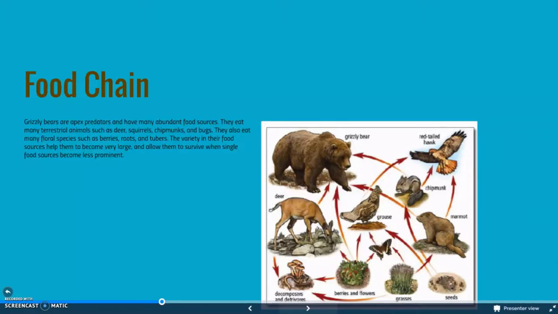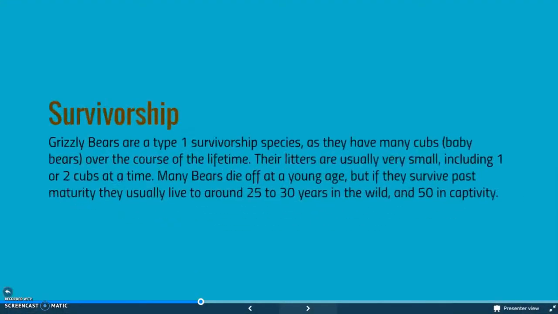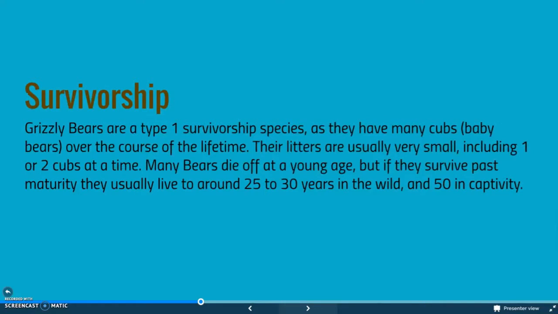Grizzly bears are a type 1 survivorship species. This means that they have many cubs over the course of their lifetime. Their litters are usually very small and include 1 or 2 cubs at a time. Many bears die off at a young age due to a hostile environment or to altercations with larger adult grizzly bears. However, those bears who survive past maturity usually live to around 25 to 30 years old in the wild.